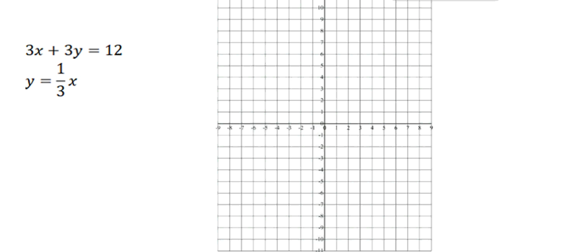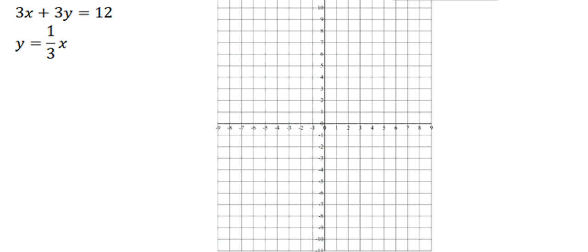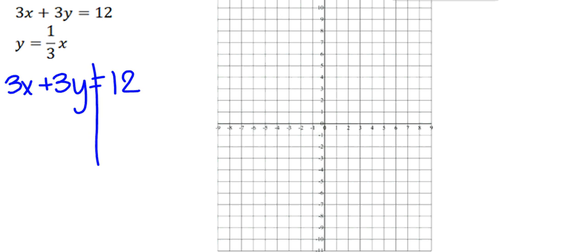For this example, as you can see, not both of my equations are equal to y. So I need to solve my first equation for y. I'm just going to go down here below, move this equation up a little bit, and rewrite the equation 3x plus 3y equals 12. And I'm going to solve for y. First thing I need to do is get rid of that 3x. So I'm going to subtract 3x from both sides.